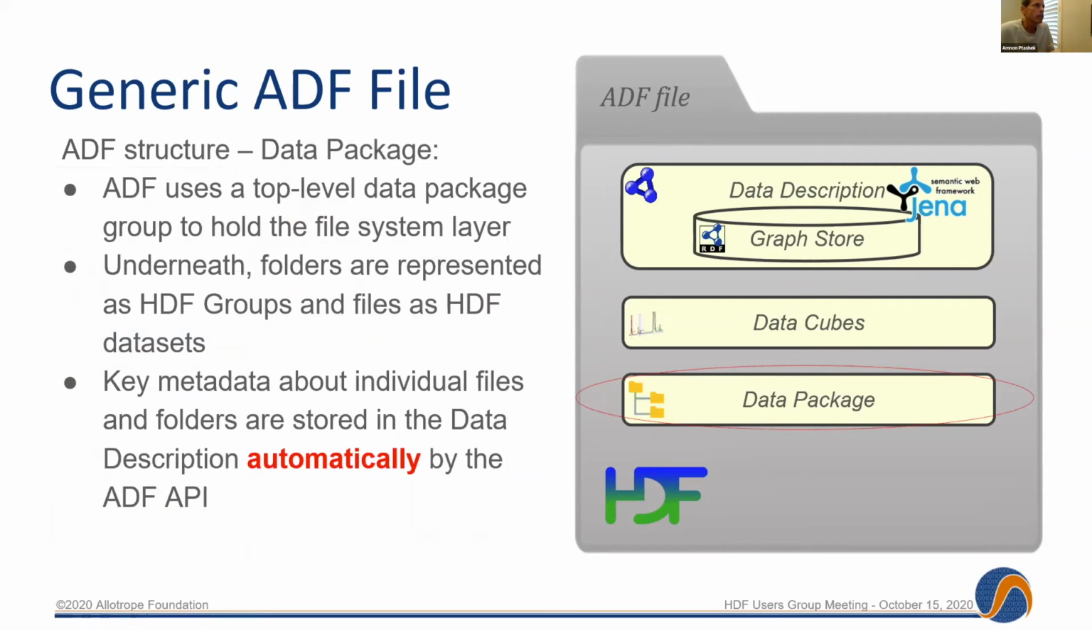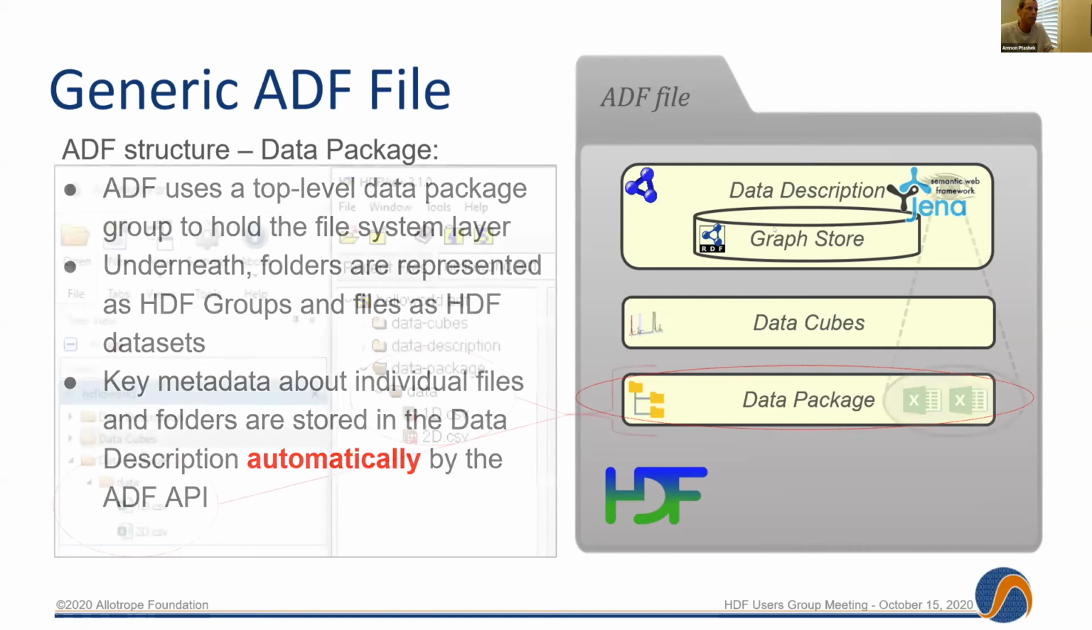The data package is using a top-level data package group to hold the file system layer. Underneath the data package, folders are represented as HDF groups and files as HDF datasets. When you add a file to the data package, key metadata about individual files and folders are stored in the data description, the semantic information, automatically with the ADF APIs, which means when you load a file, all the context, all the triples, will be loaded automatically.